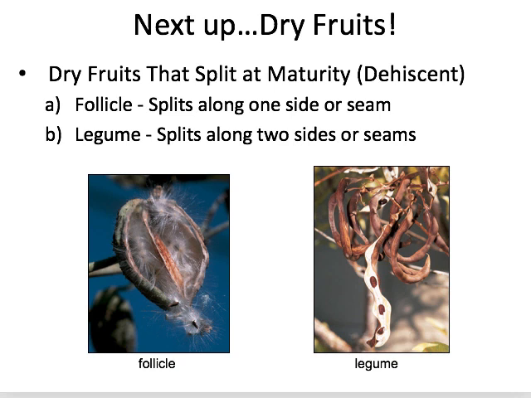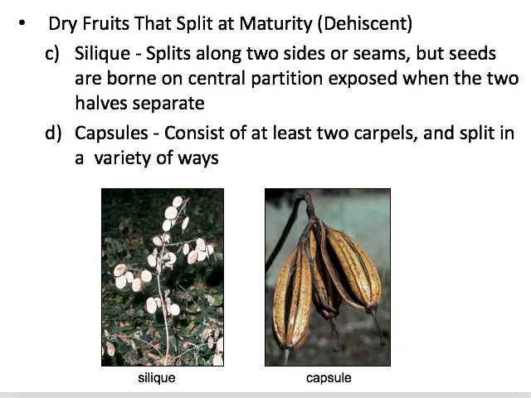The next is a legume. This splits along two sides or seams. Next up is a silique. This splits along two sides or seams, but the seeds are borne on a central partition, exposed when the two halves separate. And the last one is a capsule, and this is basically everything else. If it's not one of the first three types of dehiscent fruits, then most likely it's a capsule.